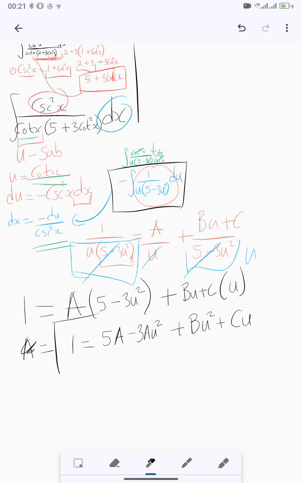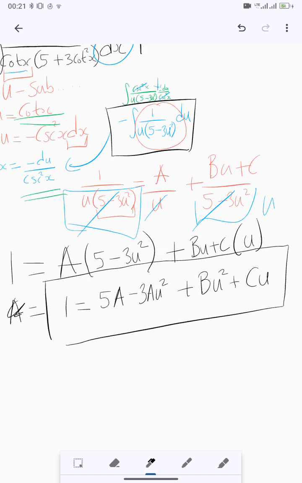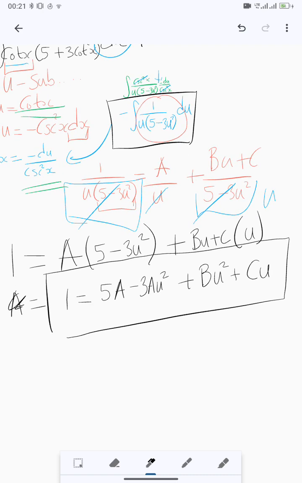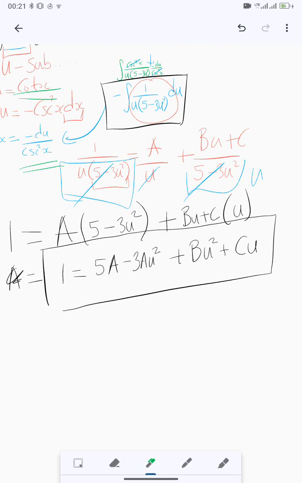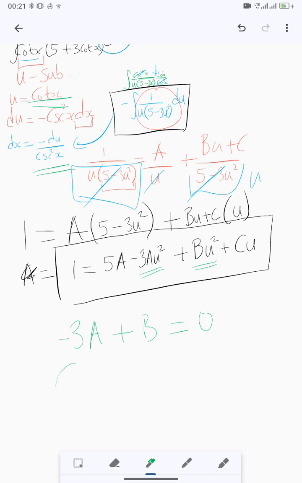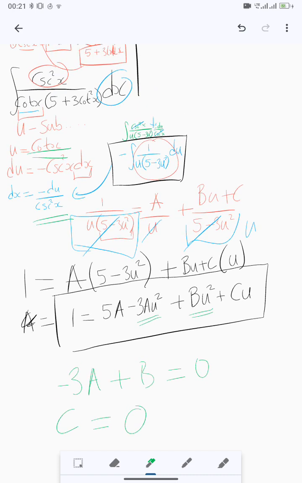Then from here, you know that when we are applying partial fractions, you can't pick a strategic value here because it won't help you. So that means I'm going to equate the coefficients. If you take the term of the u squared, I simply have negative 3a plus b is equal to 0, because I don't have anything squared on my left hand side. And then you can see that c also is equal to 0.